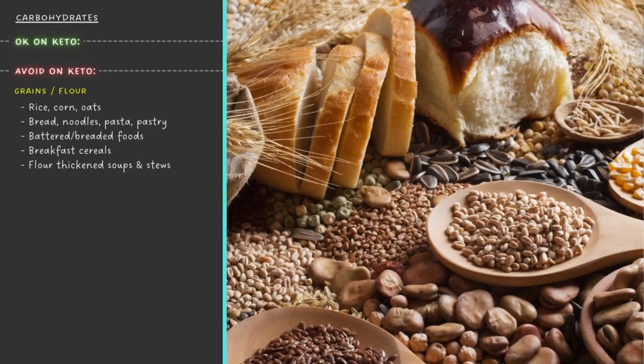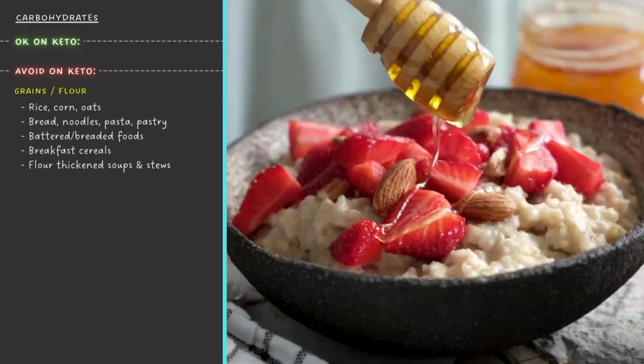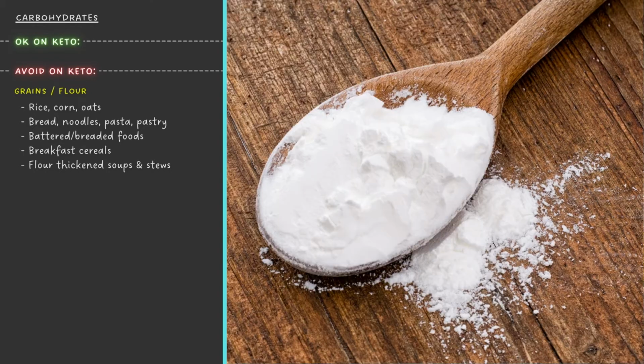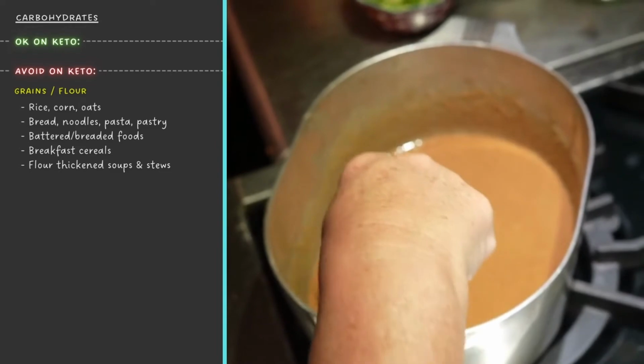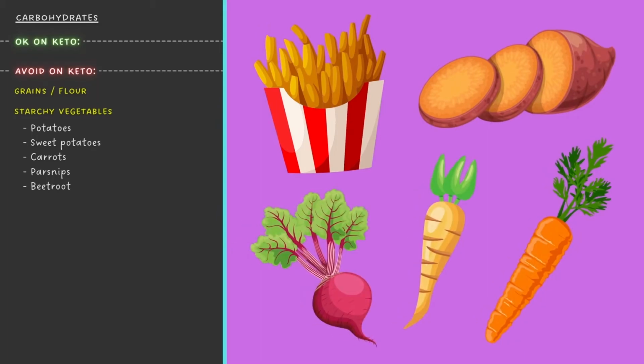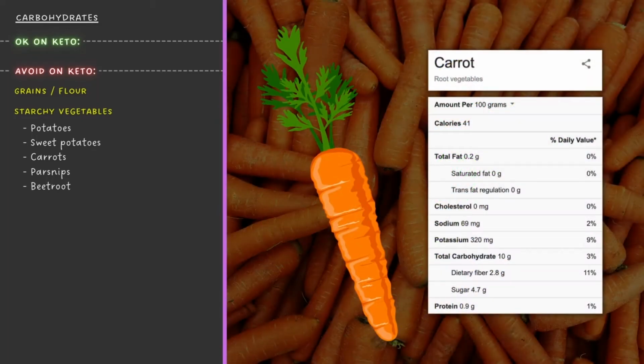Well, firstly, your diet should contain no grains or flour, which eliminates rice, bread, oats, cereals, noodles, pasta, pastry, pizza, fried chicken, and anything that contains corn flour or rice flour as a thickener, like sauces or thickened stews. Next, no starchy root vegetables, which means no potatoes, sweet potatoes, parsnips, or carrots, which aren't as bad as potatoes, but with around 5 grams of sugar and 10 grams of total carb per 100, a single serving could still make up half of your daily allowance.